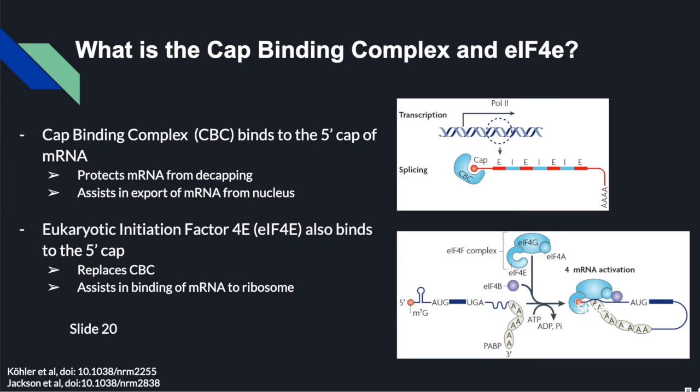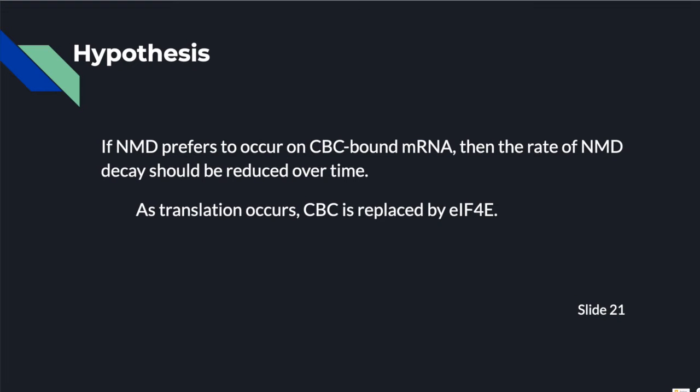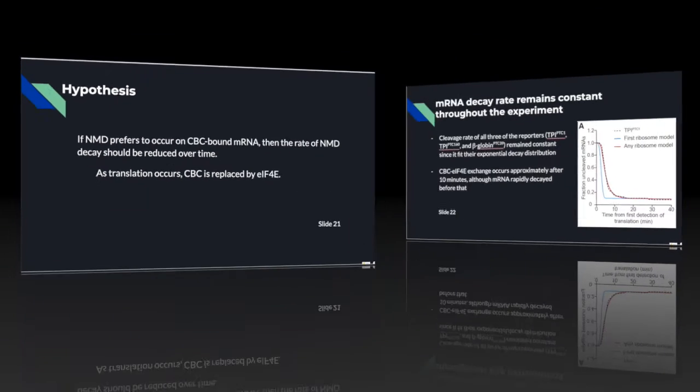The CBC is supposedly replaced by the cytoplasmic cap binding protein EIF4E, which is called the eukaryotic translation initiation factor 4E. EIF4E also binds to the 5' cap and assists in the binding of the mRNA to the ribosome in the early stages of translation initiation. The hypothesis for this section is that if NMD occurs preferentially on CBC-bound mRNAs, then the rate of NMD decay should be reduced over time as more of the CBC is replaced by EIF4E.